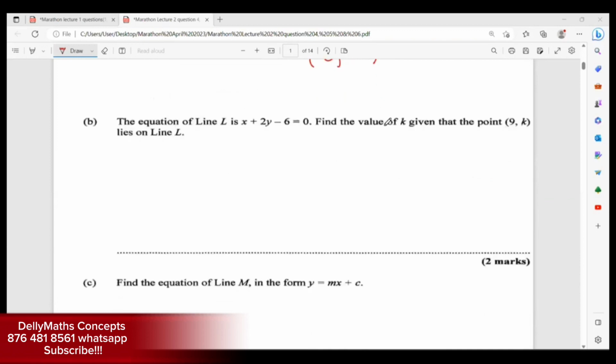So let's follow the questions. The next question says here, the equation of the line L is x plus 2y minus 6 equals 0. Find the value of k given that the point 9k lies on the line.